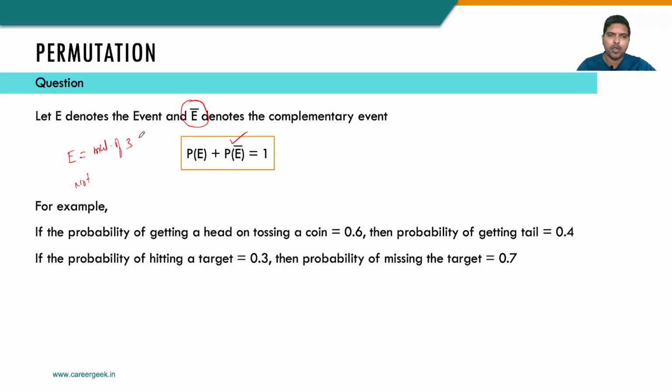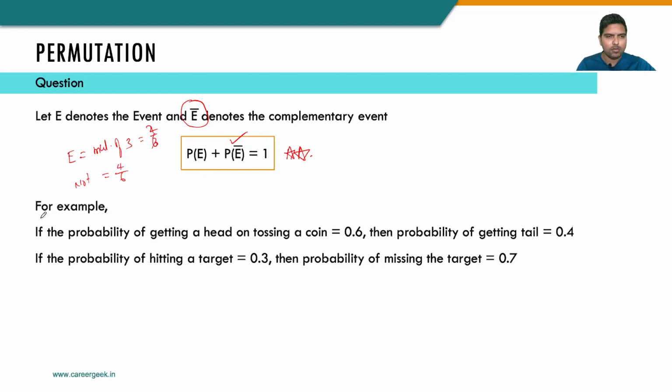For example, probability of multiple of 3 was 1 upon 3 or 2 upon 6. Probability of not getting a multiple of 3 is 4 out of 6. Right. So 1 upon 3 and 2 upon 3, both will add up to 1. This is also an important note.